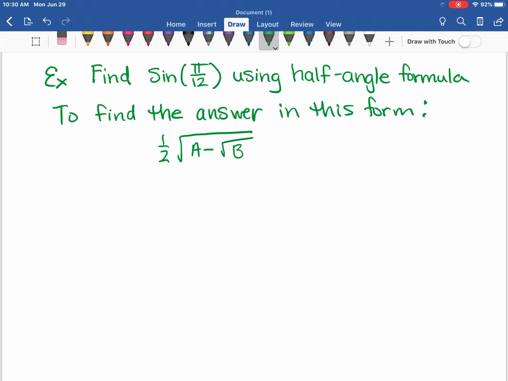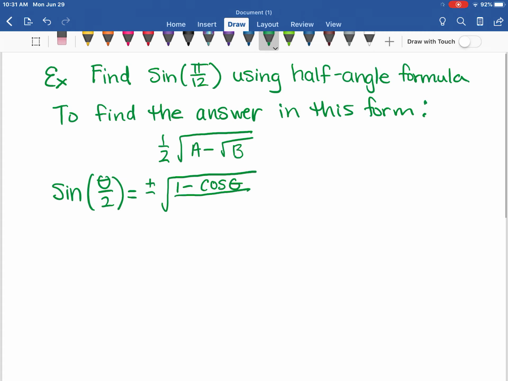Okay, so now the formula for half angle for sine is plus or minus, depending on what quadrant you're in, so we'll have to figure that out, the square root of 1 minus cosine of the angle all over 2.